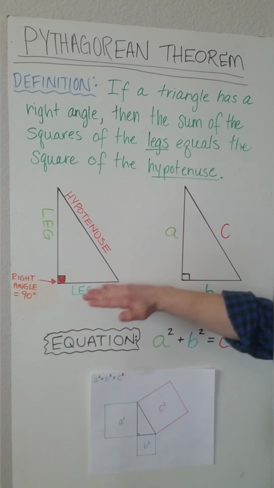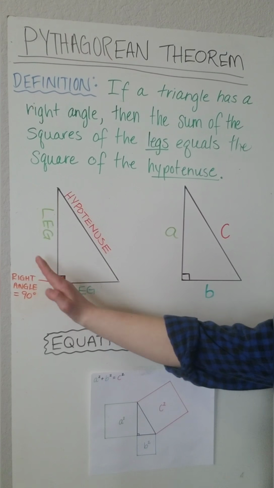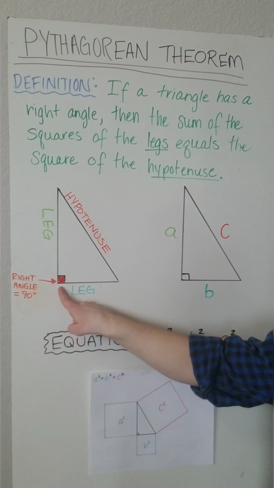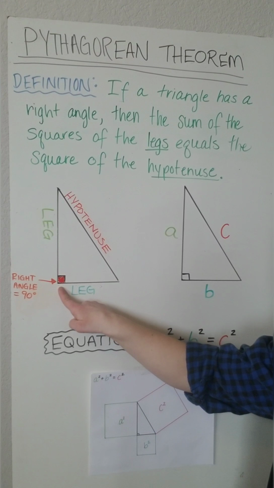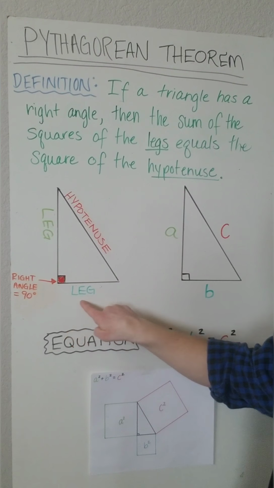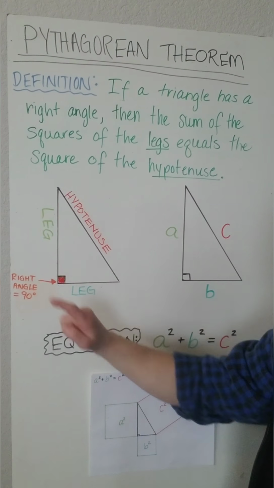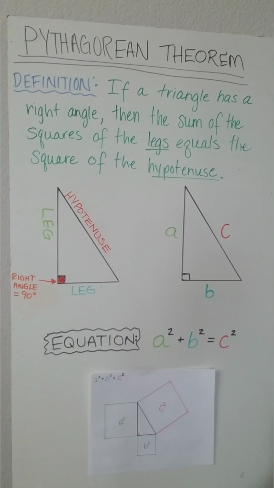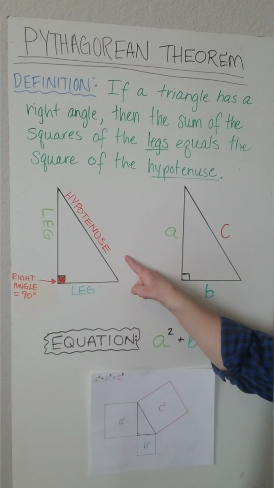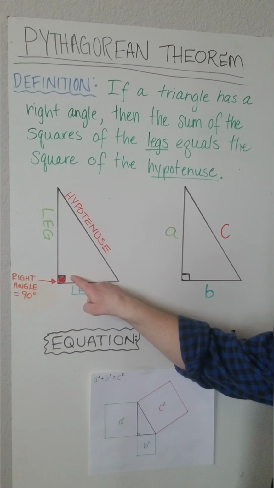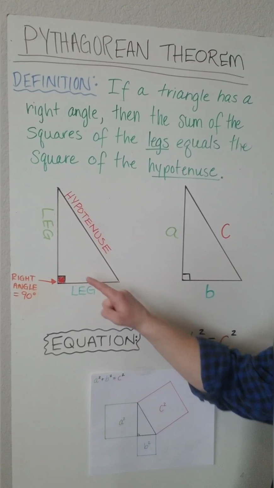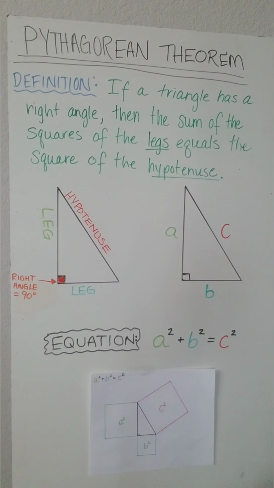The legs are the sides of your right triangle that are connected to that 90-degree angle. So if you see here, we have two legs, one right here and one right here. Then we have our hypotenuse, which is the side that is opposite of our 90-degree angle in our right triangle. Your hypotenuse is always the longest side of your right triangle.